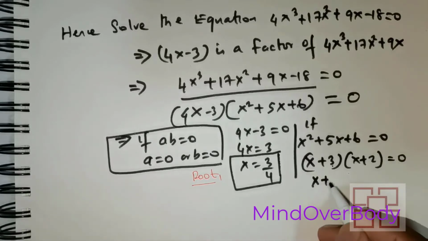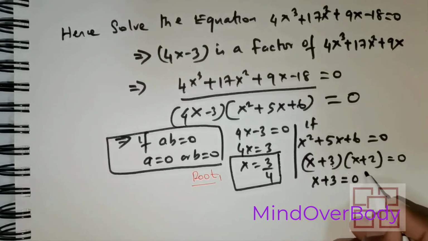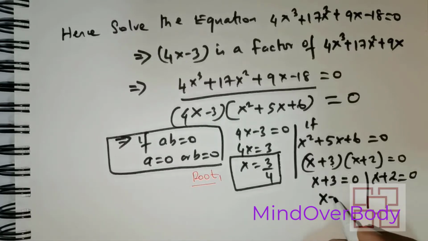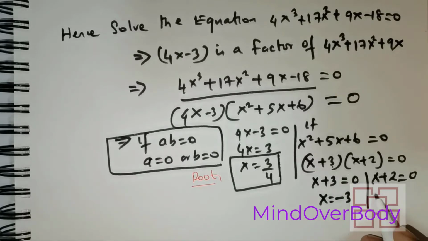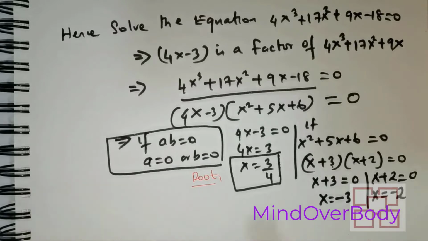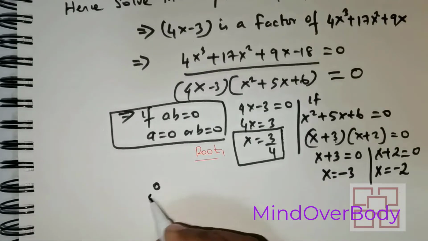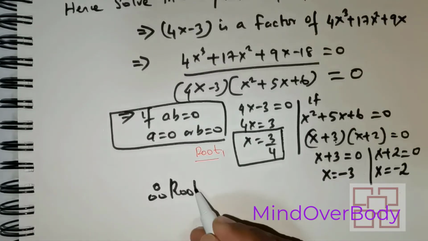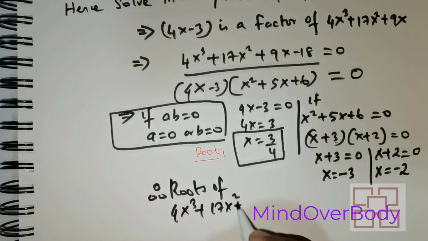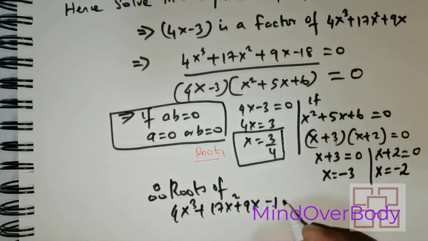So from here I can say x positive 3 is equal to 0 or x positive 2 is equal to 0. Now if x positive 3 is equal to 0, then x is equal to negative 3, and if x positive 2 is equal to 0, then x is equal to negative 2. So therefore the roots of the polynomial, what is the polynomial? 4x cubed positive 17x squared positive 9x negative 18 equal to 0, are as follows.